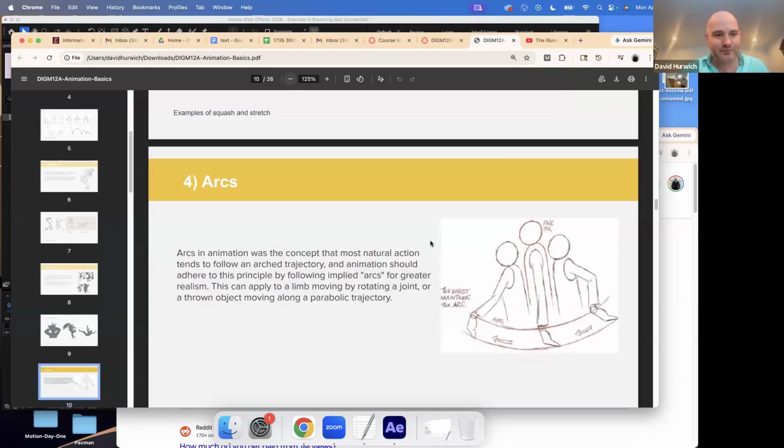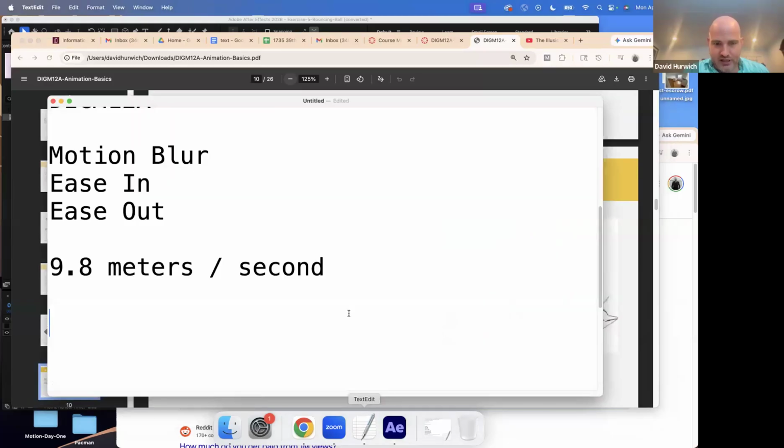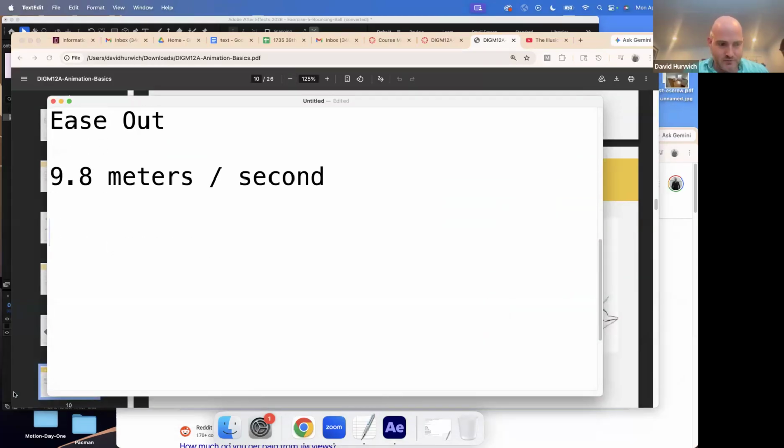Arcs. Things in real life very rarely move in a straight line. So if you were throwing a baseball, and here's the baseball.